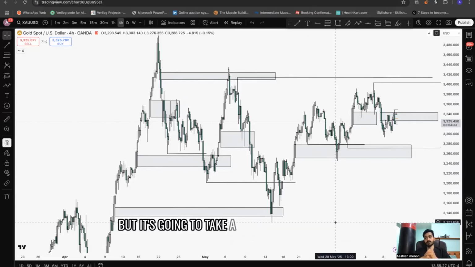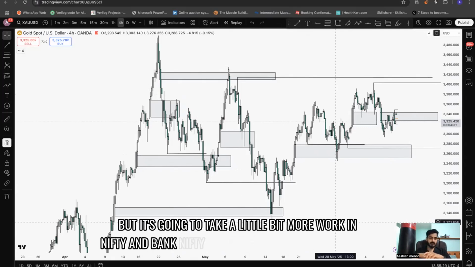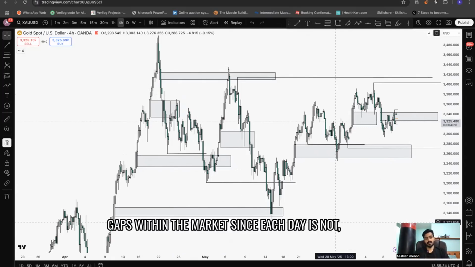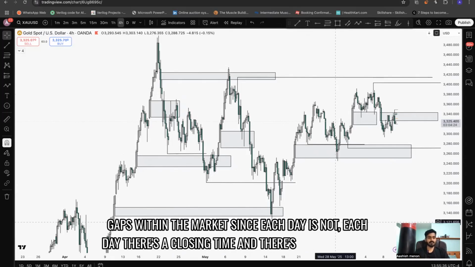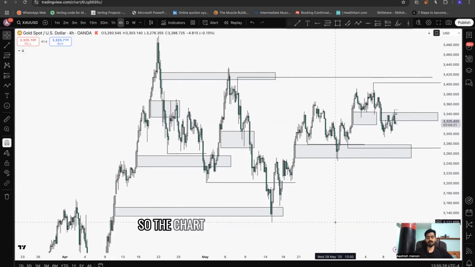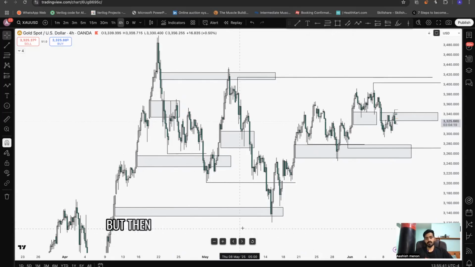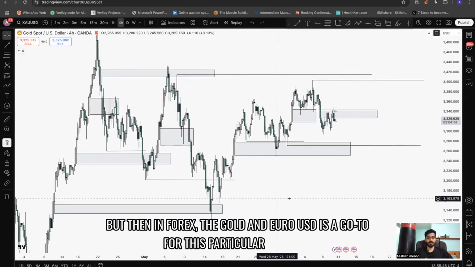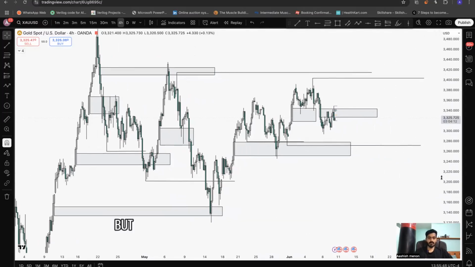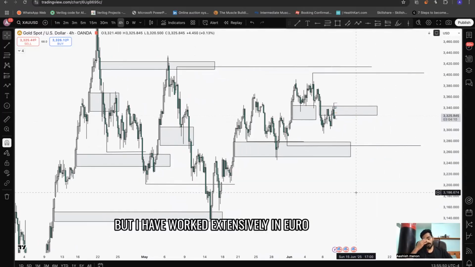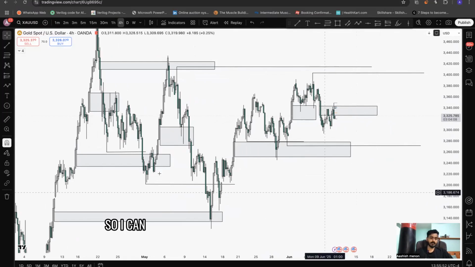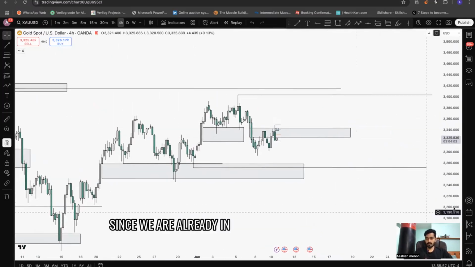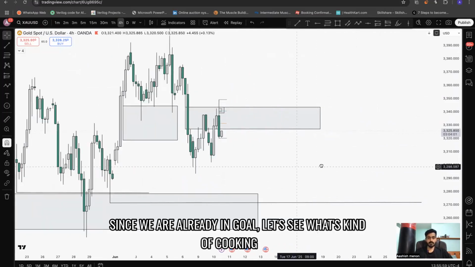But it's going to take a little bit more work in Nifty and Bank Nifty now, because there are a lot more gaps within the market, since each day there's a closing time and there's pre-market and all of that. So the chart is a little erratic in that. But in Forex, gold and Euro USD is a go-to for this particular concept. It works in everything, but I have worked extensively in Euro and gold, so I can confidently say that it pretty much works well. Since we are already in gold, let's see what's cooking up.